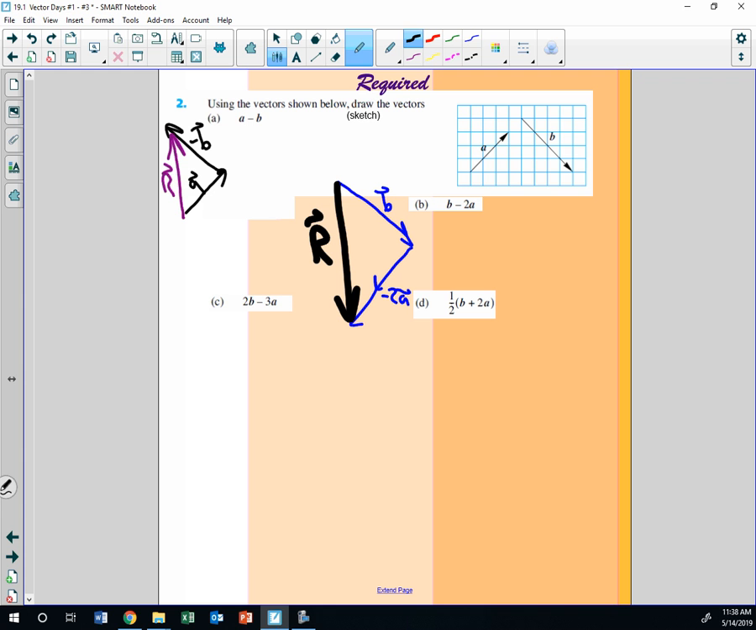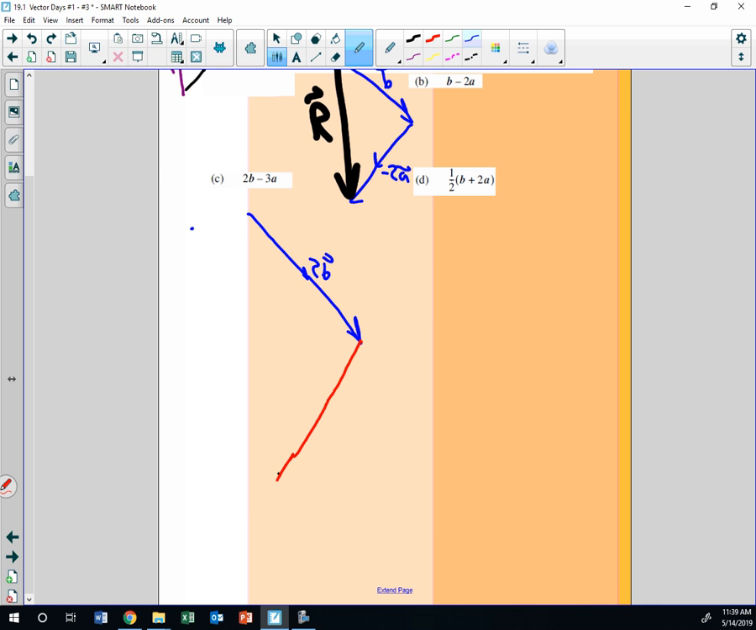Let's do 2b minus 3a. So 2b is going to be 1, 2b, minus 3a. Well, a is up this way, so it's going to be 1, 2, and 3 will be minus 3a. So when I draw that resultant from the tail of the first to the head of the last, that one's going to be pretty big going down.